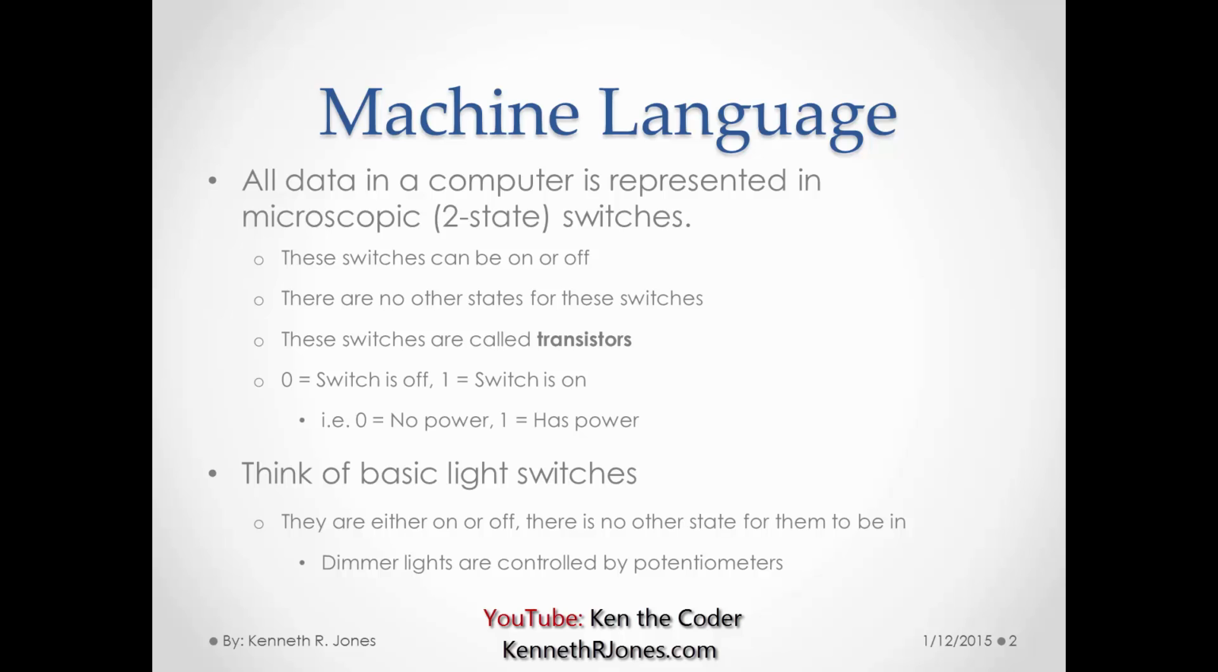You can think of a 0 as being off and 1 as being on. Otherwise, 0 being no power and 1 meaning it has power. To help you understand this, you can think of basic light switches. When you flip the light switch on in your house, it's either on or off. There's no in between. It's not partially on or partially off.